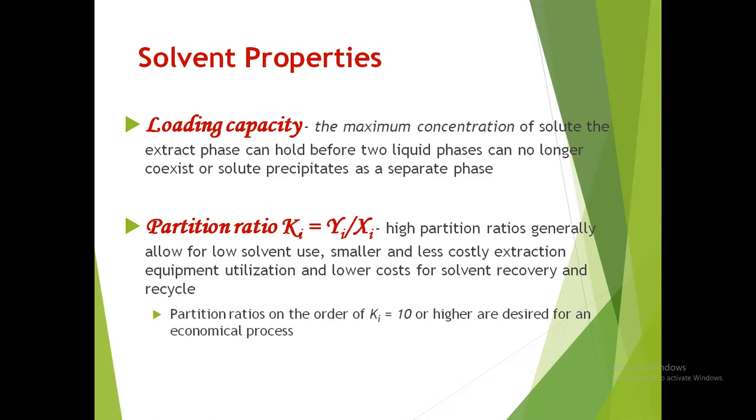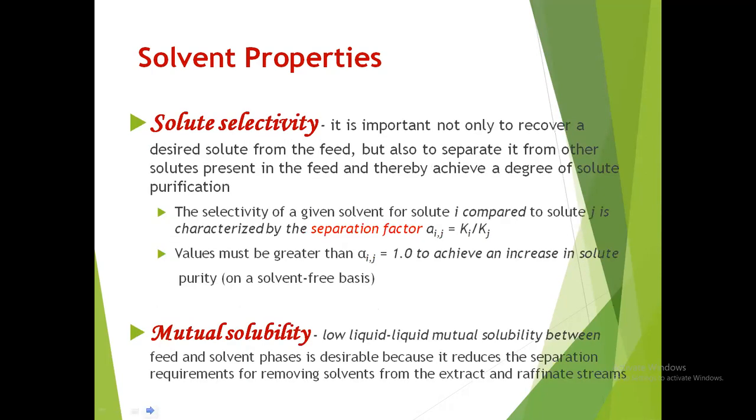Synonymous to relative volatility in distillation. So if alpha in distillation should be greater than 1 for separation to proceed, in here K should be 10 or higher so that your extraction process is cost effective. Okay, you'll be saving more in the solvent. That's for the partition ratio.